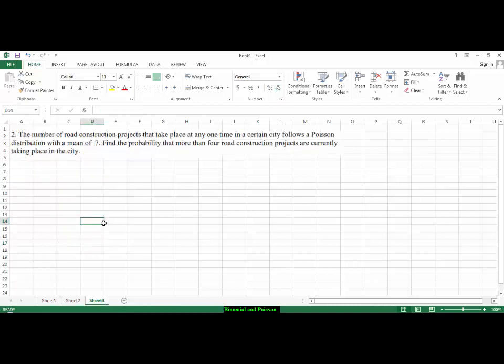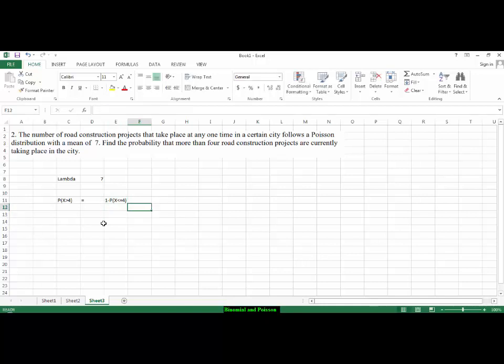Now let's have a look at the problem that can be solved by the Poisson distribution. The problem says that the number of road construction projects that take place at any one time in a certain city follows a Poisson distribution with a mean of 7. So my lambda is equal to 7. We need to find the probability that more than 4 road construction projects are currently taking place in the city, by looking at the probability of x being more than 4. Now this probability is equal to 1 minus the probability of x being less than or equal to 4.